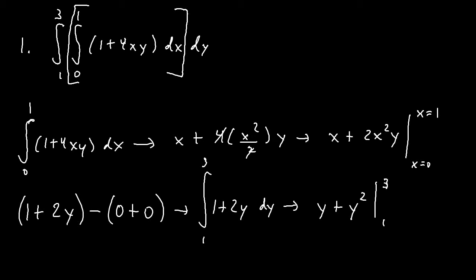Now remember, since we integrated with respect to y, the bounds are in terms of y. So we're going to plug in 3 for y and also 1 for y. So when I plug in 3 for y, we'll get 3 plus 3 squared, which is 9. And then minus when I plug in 1. So then 1 plus 1 squared, which is 1. 3 plus 9 is 12, and 1 plus 1 is 2. So 12 minus 2 gives us an answer of 10. So that is how you evaluate the iterated integral.